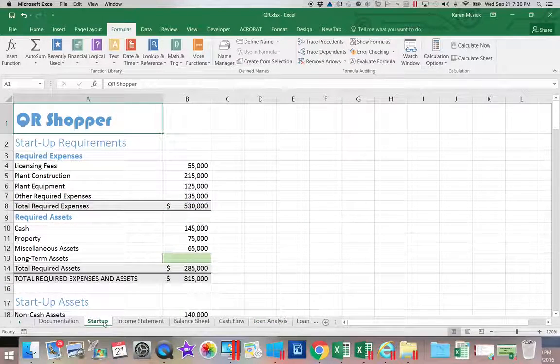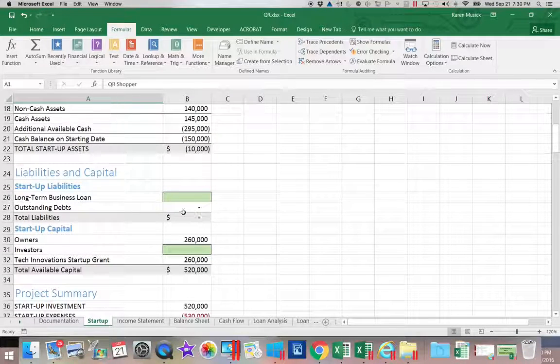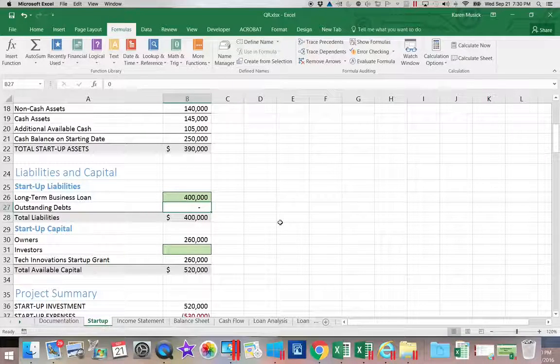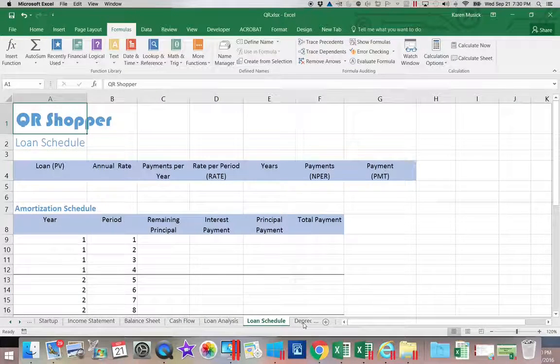So we're going to go to Startup, and we're going to go to B26. So our assumption is that we're going to have to borrow $400,000. Next thing we're going to do is go over to the loan schedule, and we're going to enter some information here.